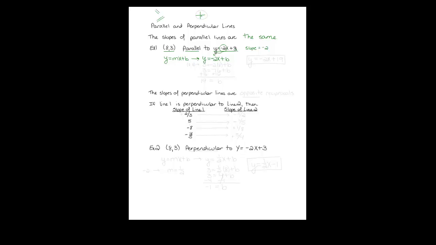So now I'm going to plug in my ordered pair, (8, 3). The 3 goes in for y, the 8 goes in for x. So we have 3 equals negative 2 times 8 plus b. Working it out, negative 2 times 8 is negative 16, plus b. Adding 16 to both sides, 3 plus 16 is 19, and we have b. Putting it together, we have y equals negative 2x plus 19.